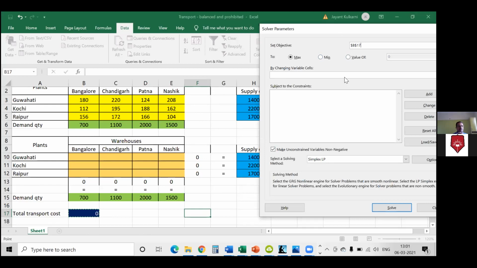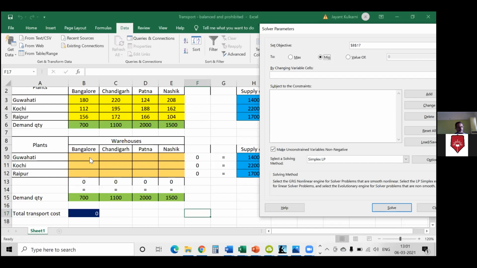What do you want to do with the total transport cost? You want to set it to minimum because you want to achieve a minimum transport cost, right? Cost is negative. Everybody wants to minimize the cost. So I select minimum. By changing what? By changing the quantity that you're going to send from each client to each destination. Correct? So where are those quantities going to be? They're going to be in my orange matrix.